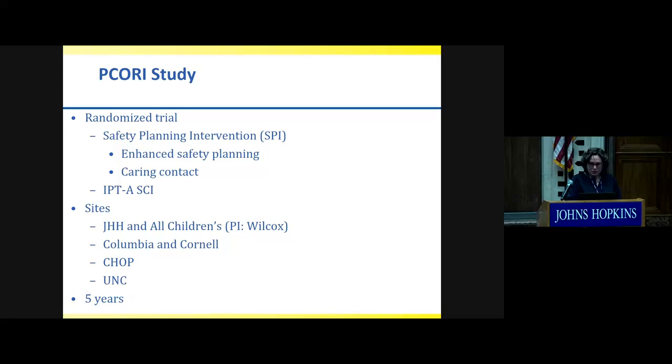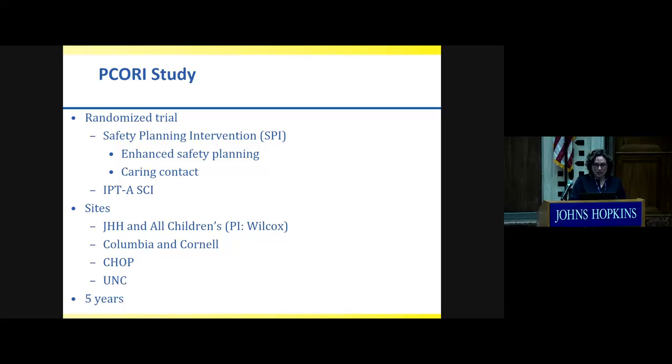So this study is of youth 12 to 19 years old who present to an acute care setting with suicidality in the past 4 weeks. We're following these youth for 12 months with assessments at 3, 6, and 12 months. We are focusing on minoritized youth given the increasing rates of suicide among Black and Hispanic youth, and LGBTQ+ youth also have an increased risk of suicide. The primary outcomes are suicide ideation and attempt using the C-SSRS. Secondary outcomes are quality of life and mental health service utilization. These are the sites: Hopkins with All Children's, Columbia and Cornell, CHOP and UNC.